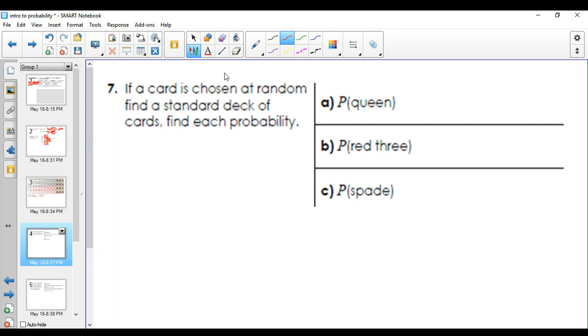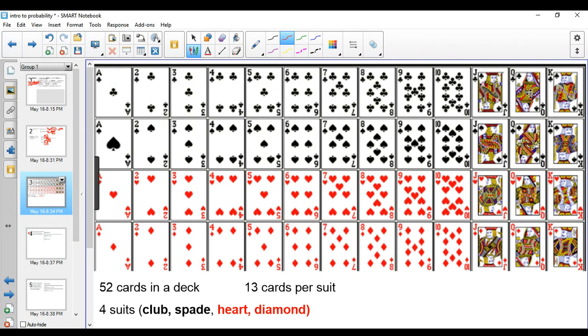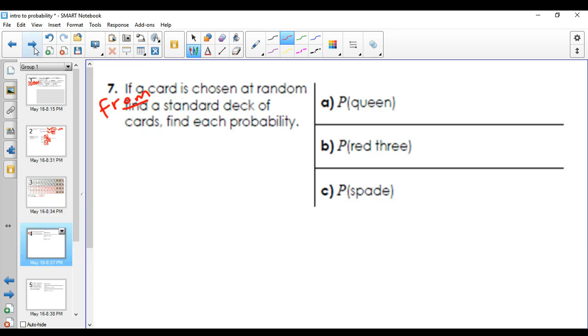Okay, it says if a card is chosen at random, this should say from a standard deck of cards, find each probability. Okay, the first one, probability of choosing a queen. So let's go back. Okay, our queens are over here. Those are the cards with the Q's on them. Okay, and there's 1 queen in each suit. So if there are 4 suits, then there are 1, 2, 3, 4 queens out of 52 total cards. That can simplify, and it simplifies down to 1/13. Okay. All right, next question.